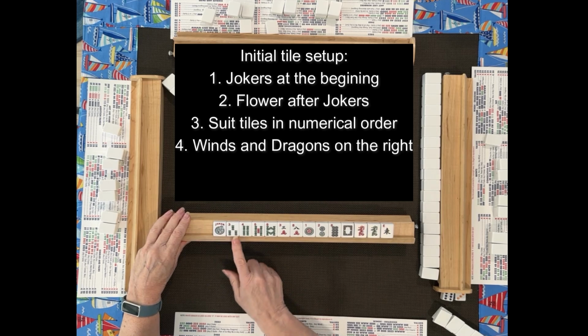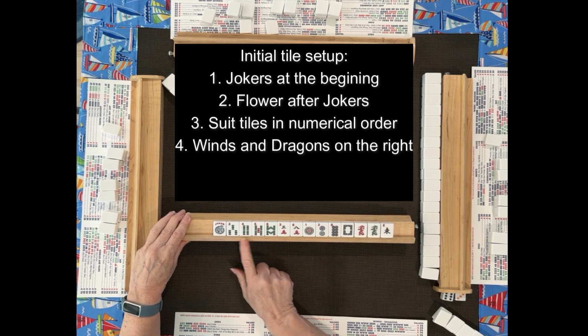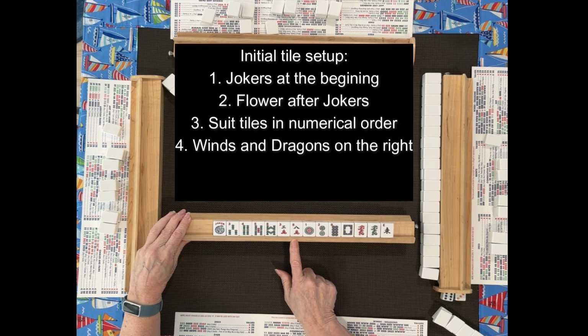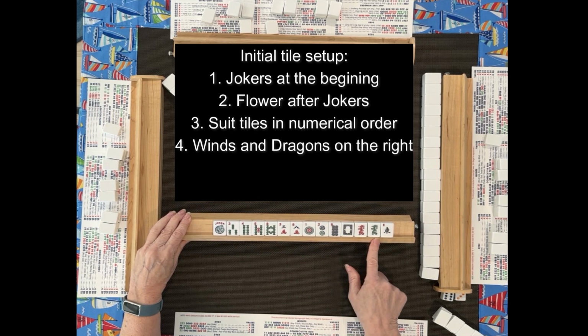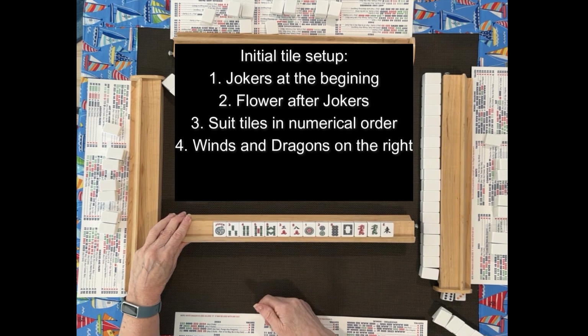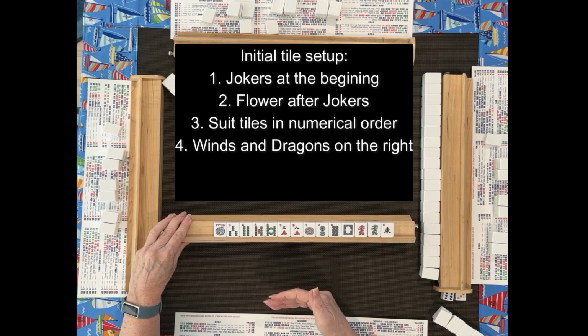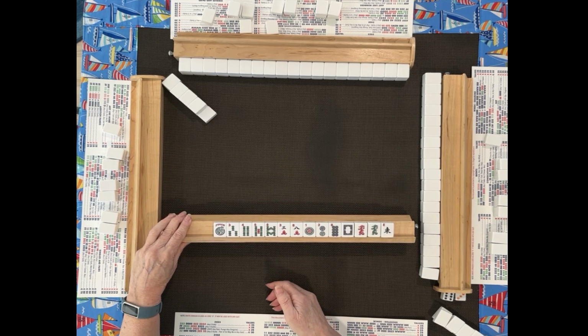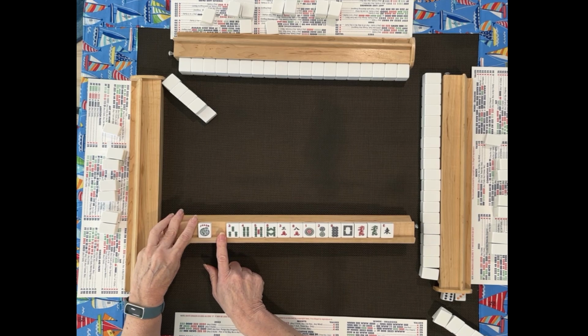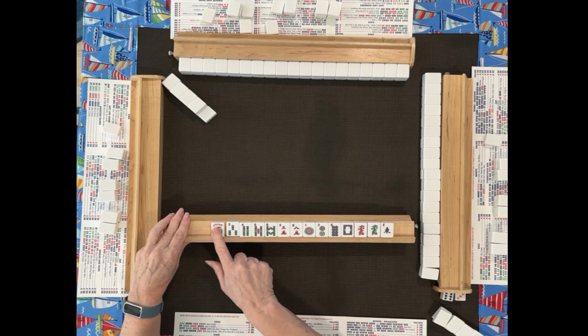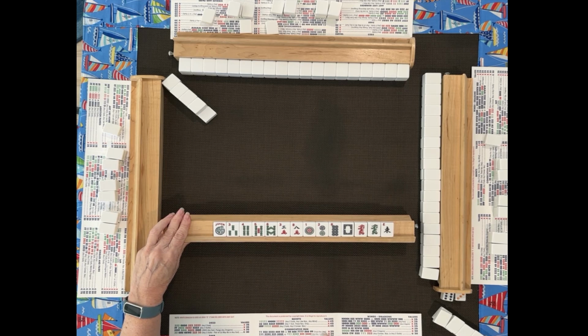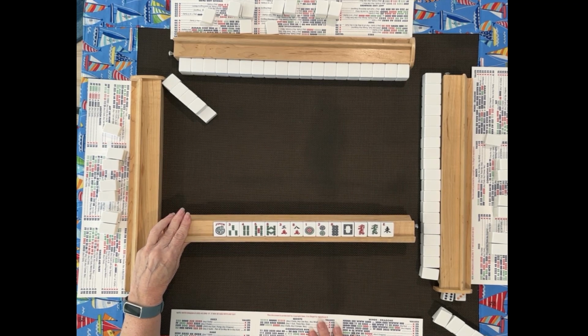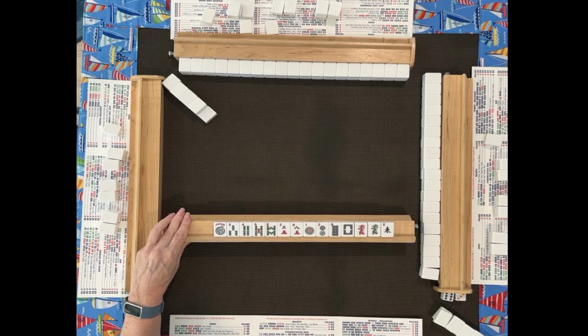Okay, so here we have our BAMs in numerical order, the cracks, the dots, the winds, and the dragons, or dragons and winds. If I had flowers after the deal, I would have put those flowers at the beginning of the suit tiles and the winds and dragons. And the reason I put flowers at the front of the hand is because in all of the hands on the 2023 card, the flowers are at the beginning of the hands.